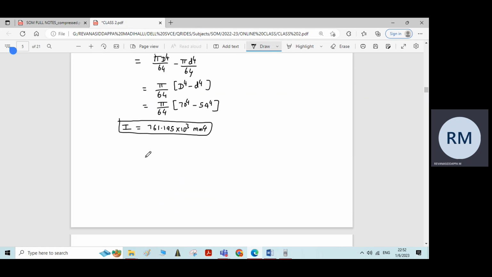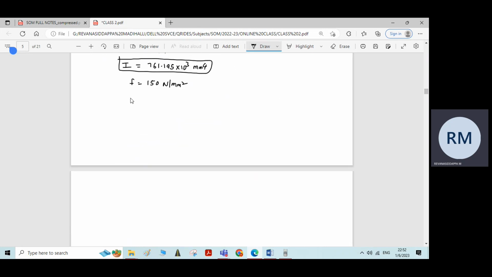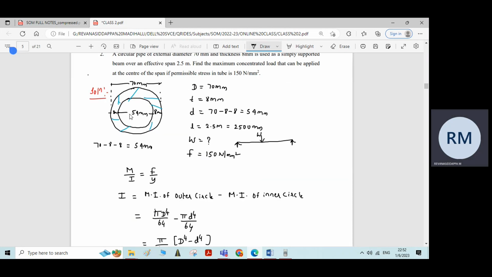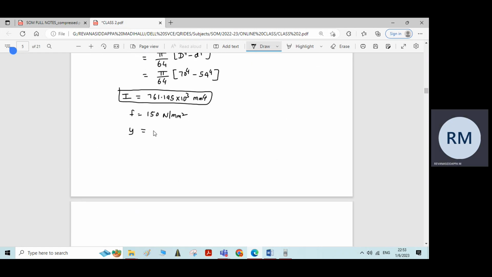F is given, that is 150 Newton per mm square. Then Y is nothing but distance of extreme fiber from the neutral axis. If we take at the center we will get the neutral axis. Distance of extreme fiber means the distance of the periphery of the outer circle. The total diameter is 70 divided by 2, 35 millimeter will be distance of the neutral axis from the extreme fiber, capital D by 2, 70 by 2, which gives 35 millimeter.